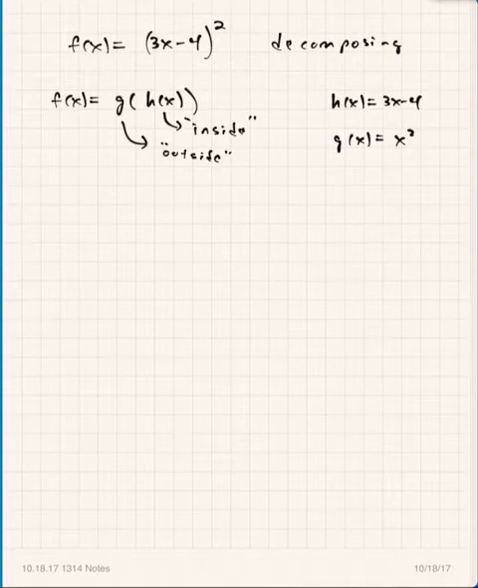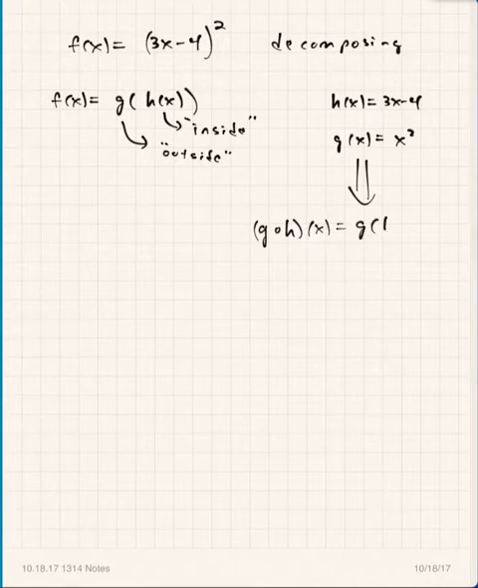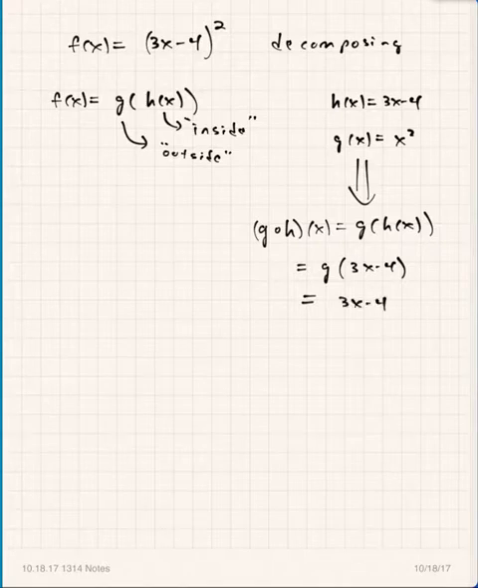So now watch what we can do here. If you took these two functions and you looked at g composed with h of x, g circle h of x, which is g of h of x, the g function of the h function. So then the h function is 3x minus 4, so this would be g of 3x minus 4. And then you go to the g function, and every place you see an x, you'd substitute 3x minus 4, and sure enough, you'd get 3x minus 4 squared.